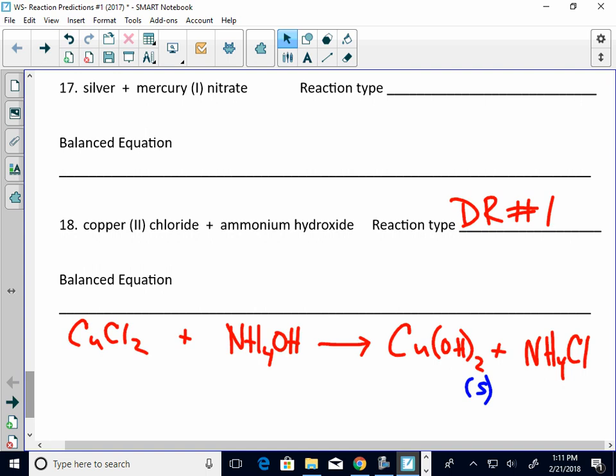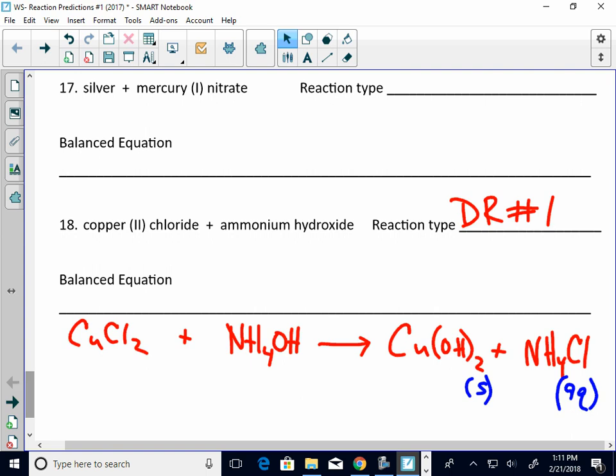Ammonium chloride is an S, so it is AQ. Do I need to put that S and that AQ on there? Absolutely, or you're missing points. Now, will this reaction occur? Will this reaction occur if one is soluble and one is insoluble? Yep. So what do I need to do now?